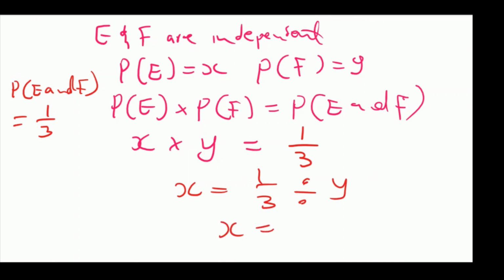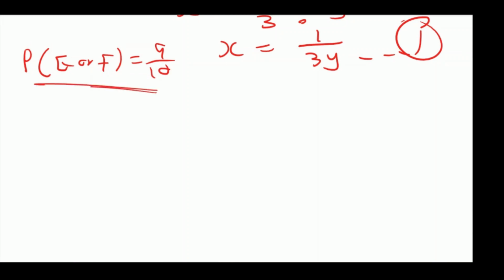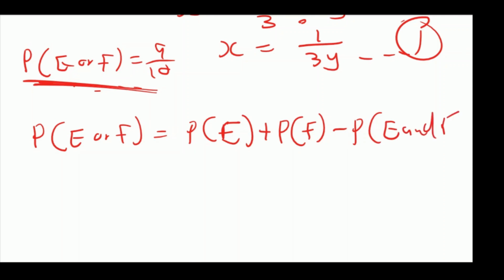So X is equal to 1 over 3y. This would be your equation 1, right? We are also told that the probability of E or F is equal to 9 over 10. So let's write an equation that includes this union here. The probability of E or F is equal to the probability of E plus the probability of F minus the probability of E and F, right?